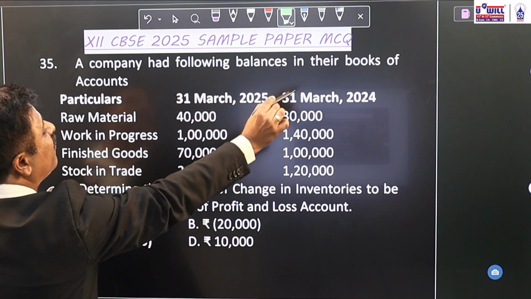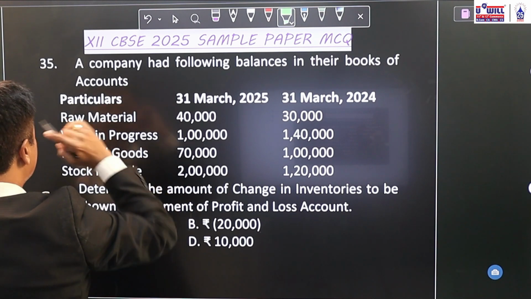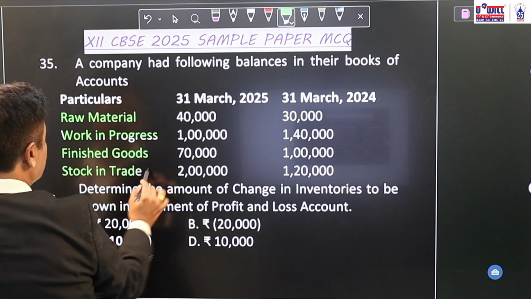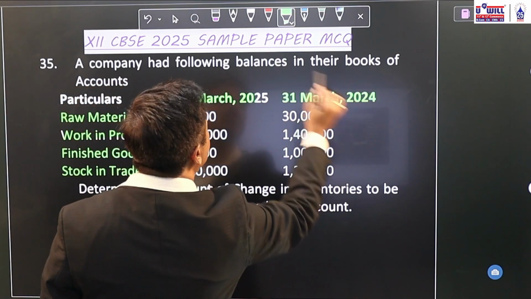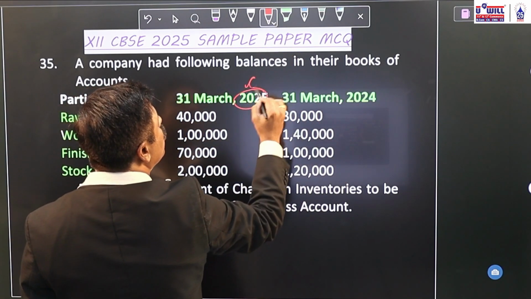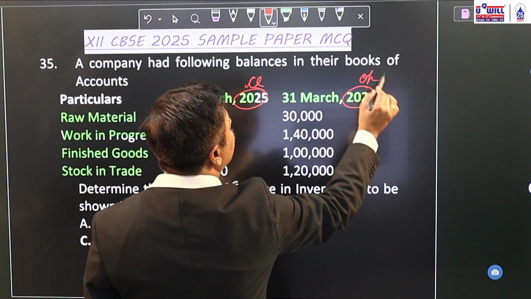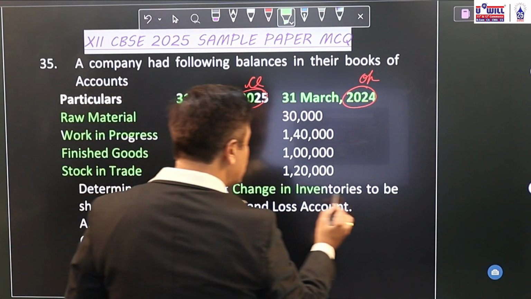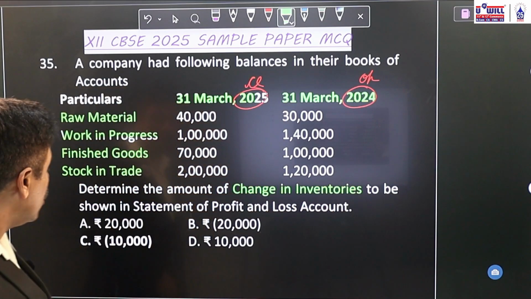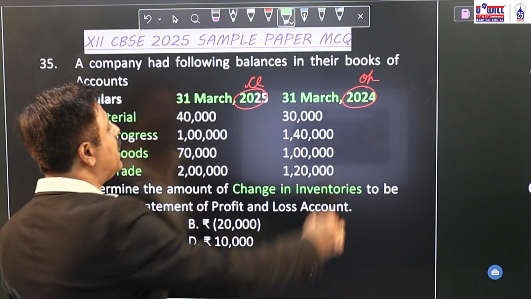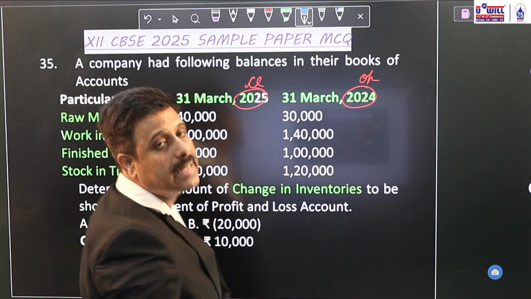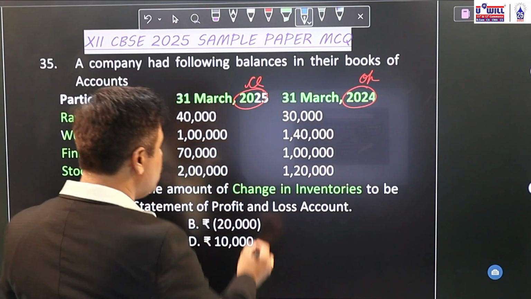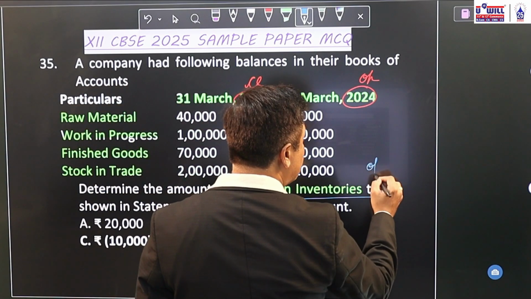A company had following balances in their books of accounts: raw material, work in progress, finished goods, stock in trade. This is closing, this is opening. 25 is closing and 24 is opening. Now it is asked to you, determine the amount of change in inventories to be shown in the statement of P&L account. Now change in inventories includes what? Opening minus closing. Change in inventories is nothing but opening minus closing stock.